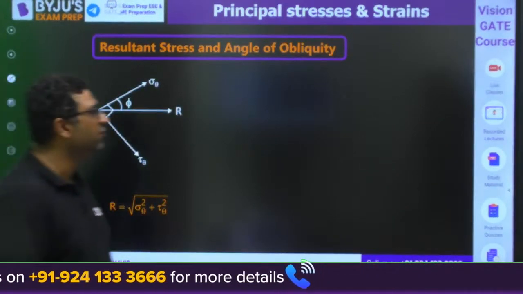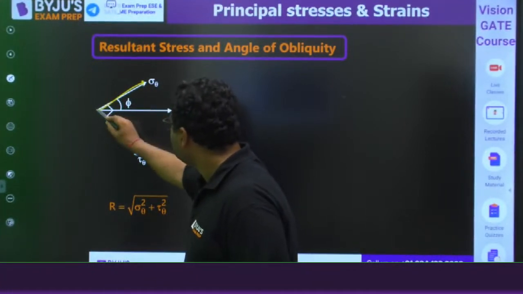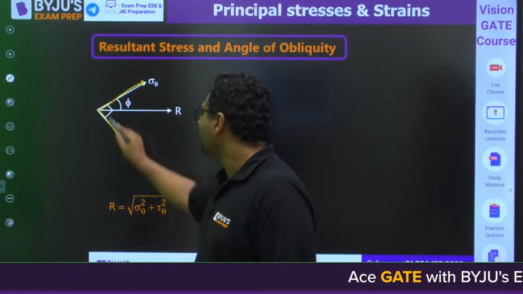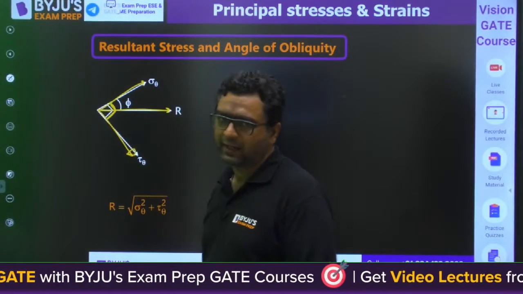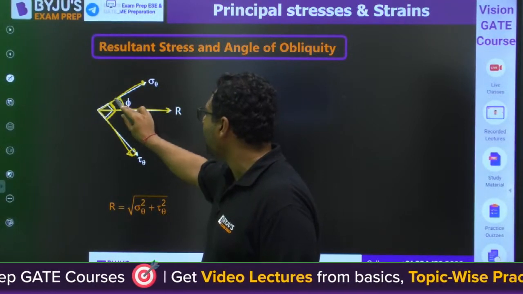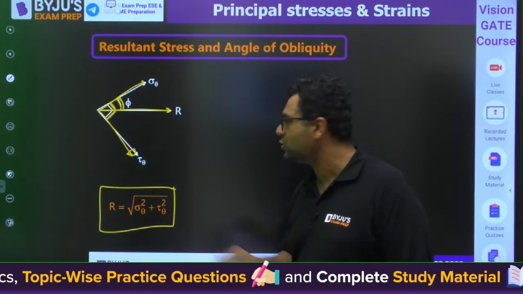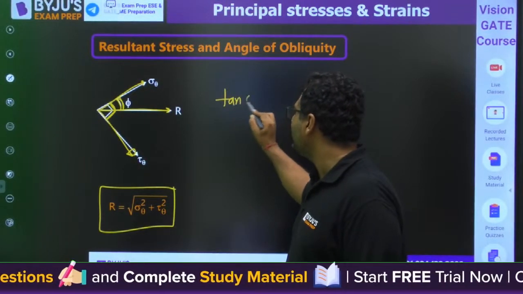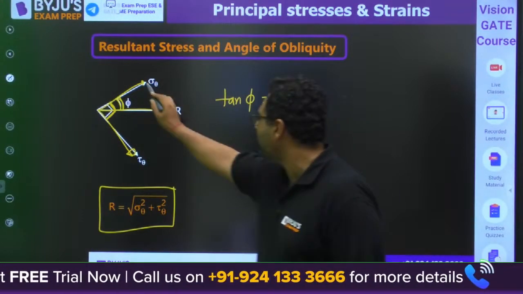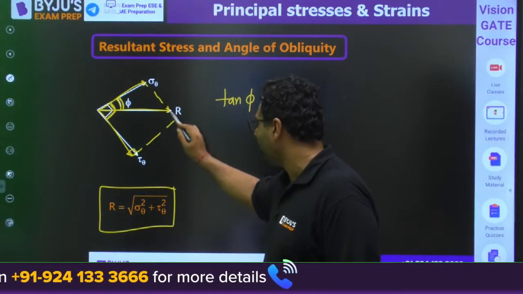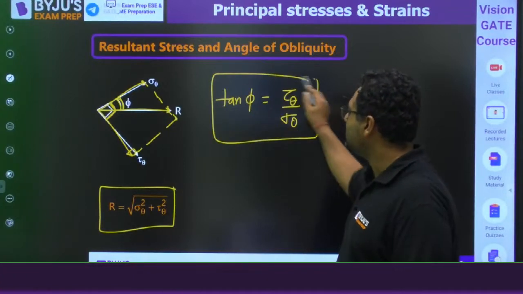So then my dear, we will be finding out the angle of obliquity. If this is the sigma theta, this is the tau theta, and you know the resultant of these two will be this, because sigma theta and tau theta are at an angle of 90 degrees. Resultant and sigma theta are at an angle of phi. So resultant can be written as square root of sigma theta squared plus tau theta squared, and this phi is said to be the angle of obliquity, and that can be written as tau theta by sigma theta. How can we write it? You can use the parallelogram law of vector addition, then you will get it. Okay, so this is how we will get it.